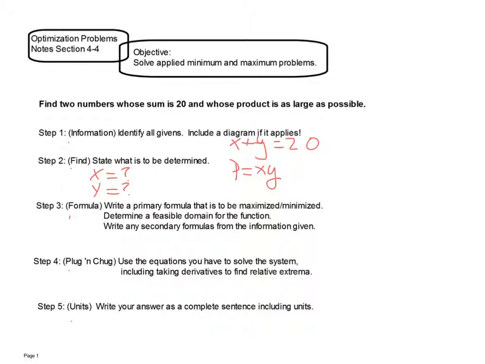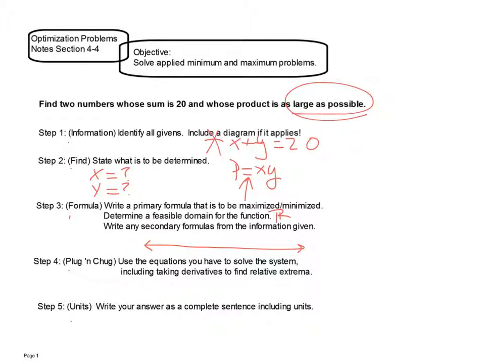All right, so we have to make the product as large as possible, thus the maximization. We have to maximize. So write a formula that is to be maximized. Actually, we already did that. Determine a reasonable domain for the function. Well, they didn't tell us we couldn't have negative numbers or we couldn't have decimals, so all reals. You're not really going to write that down so much as you're going to use a little number line to make a sign chart to help organize your work. And write any secondary formulas. Actually, we already did that right there. We have x plus y equals 20.